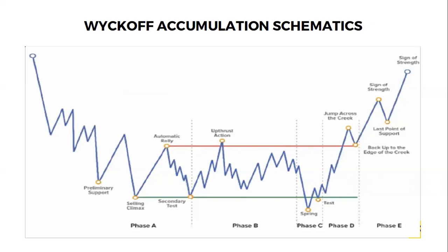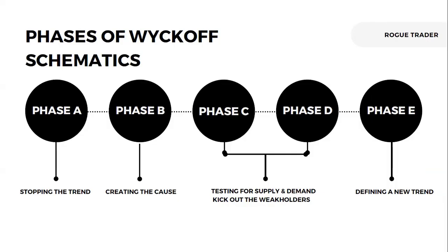So once they have completed phase B, they'll start with phase C right here. So what happens after phase C? Phase C and phase D usually are almost the same. It is about testing for supply and demand and kicking out all the weak orders out there. So now they have created a cause right here. In phase B, they have already created the cause, so they have enough power to move the markets towards the higher highs right here.